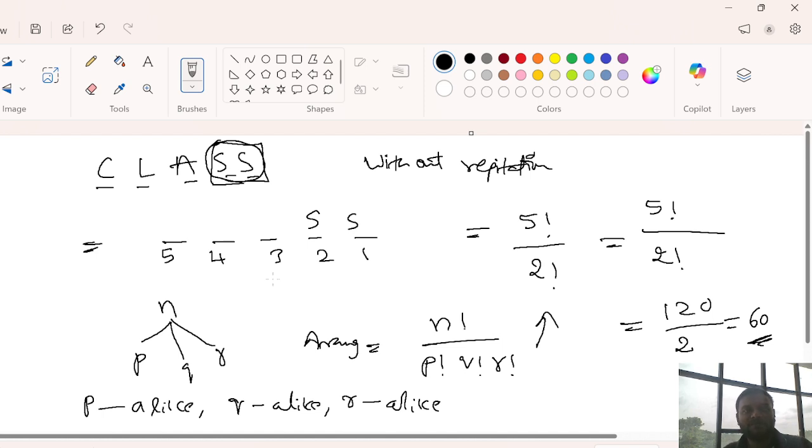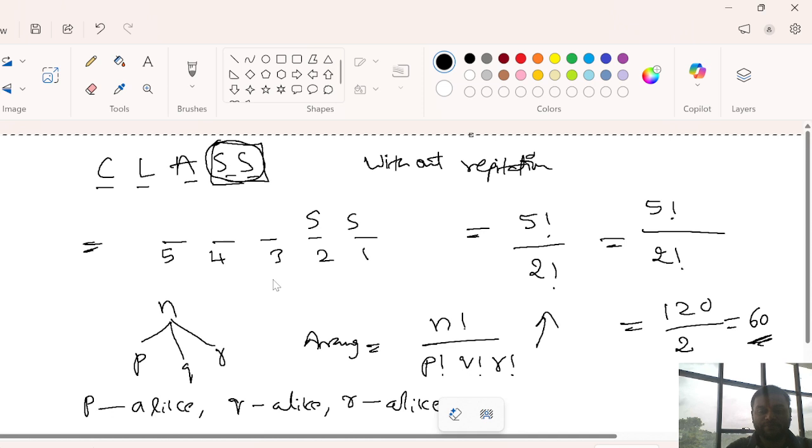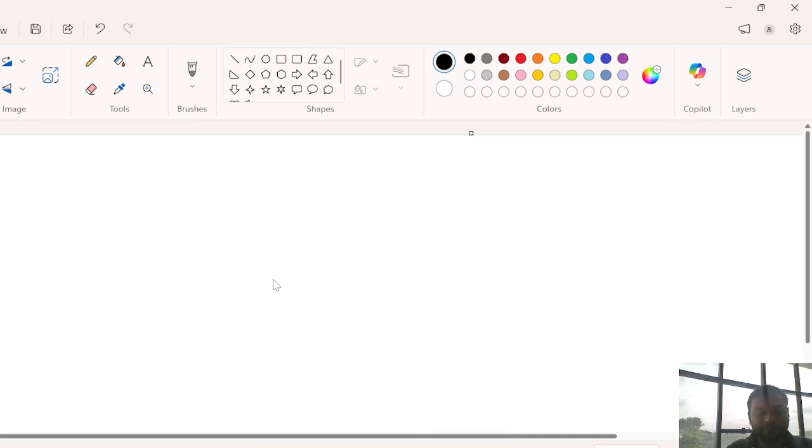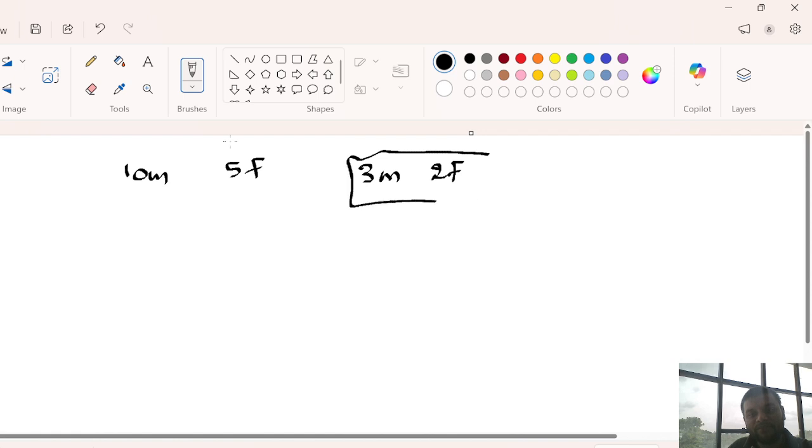We will work out questions in the PDF file. Now let us take one more question from combinations. Let us say there are 10 male and 5 female members, and we want to choose 3 males and 2 females in a team. We want a 5 member team, in which we want 3 males and 2 females.